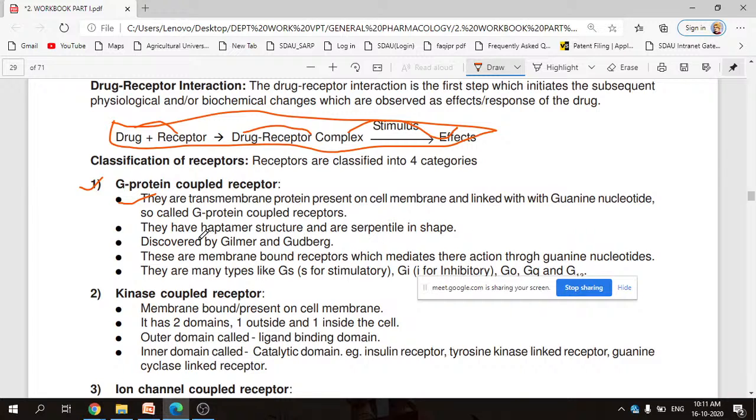Already we have seen, and it was discovered by Goodman and Gilman. These are the membrane-bound receptors which mediate the action through the guanine nucleotide. There are many types of G proteins like G stimulatory, G inhibitory, Go protein, Gq protein, G13 protein. So there are many types of the G proteins.